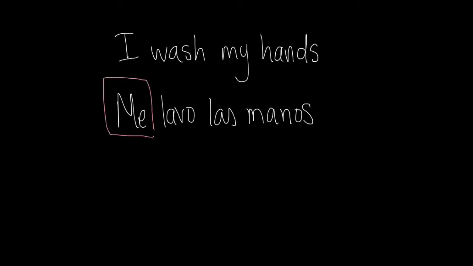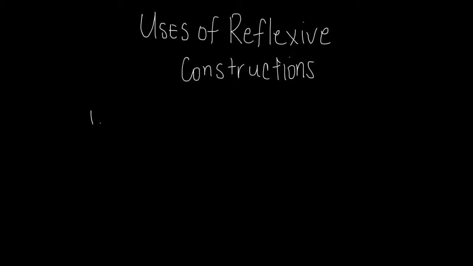So if we look at the sentence, I wash my hands, which, as you already know, means me lavo las manos. Notice that the pronoun is located right before the verb when it's conjugated. So basically, reflexive pronouns follow the same rules as direct object pronouns. So now let's take a look at the rules when we use reflexive constructions.